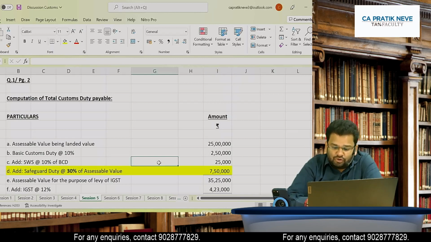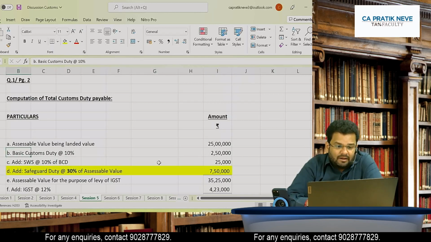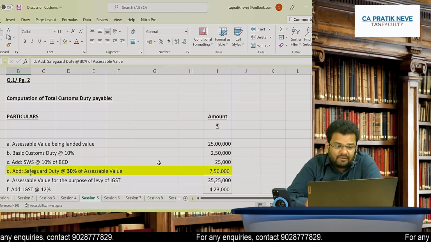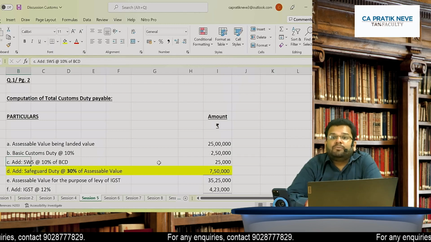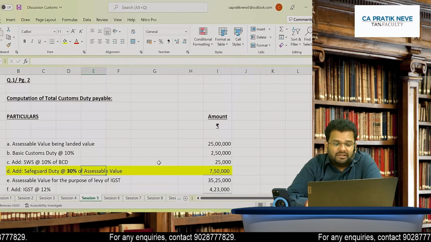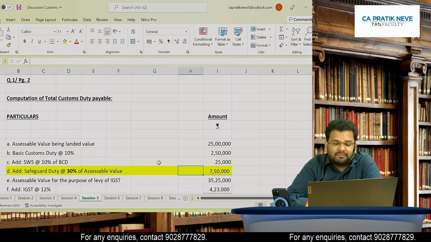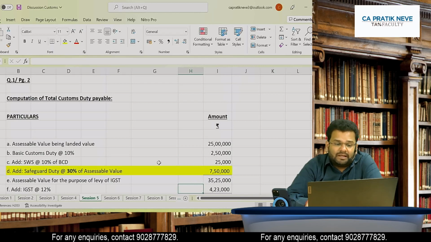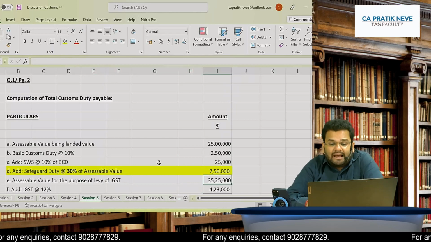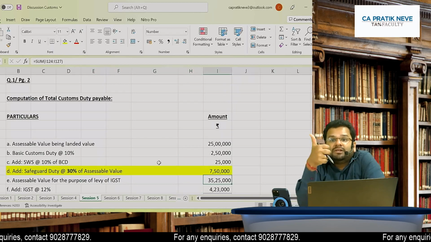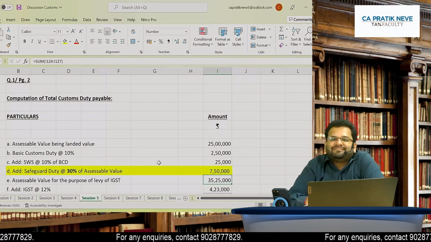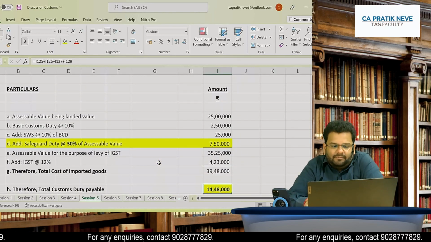Okay, so check. At which point you should charge safeguard duty? Immediately after SWS, you will charge safeguard duty, which in this example was 30% of assessable value. And then you will get assessable value for IGST. In short, when you get assessable value for IGST, that should be including BCD, SWS and safeguard duty. It should be inclusive of all. Remember that point.